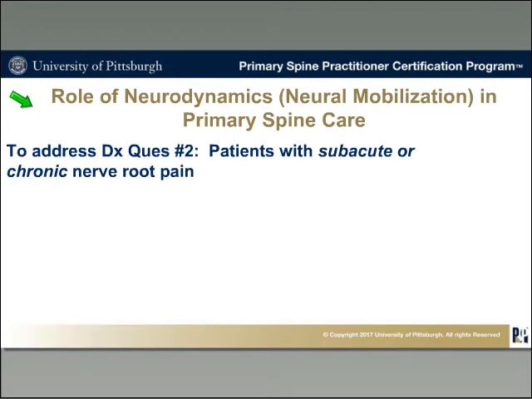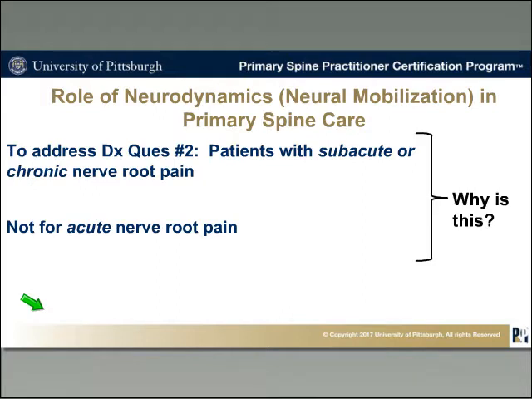So now let's talk about the role that neurodynamics or neural mobilization plays in the context of primary spine care. Primarily, the purpose is to address the answer to diagnostic question number 2 in cases in which the answer to diagnostic question number 2 is nerve root pain or radiculopathy. And specifically, neurodynamics are applied to patients with subacute or chronic nerve root pain. The neurodynamic approach generally is not applicable for patients with acute nerve root pain.